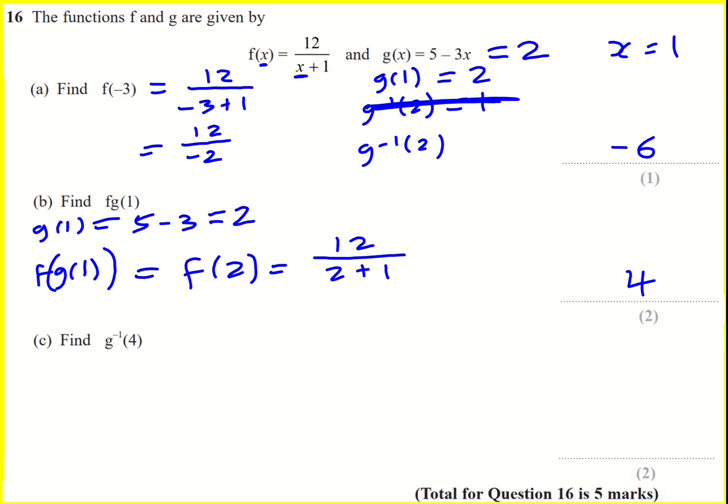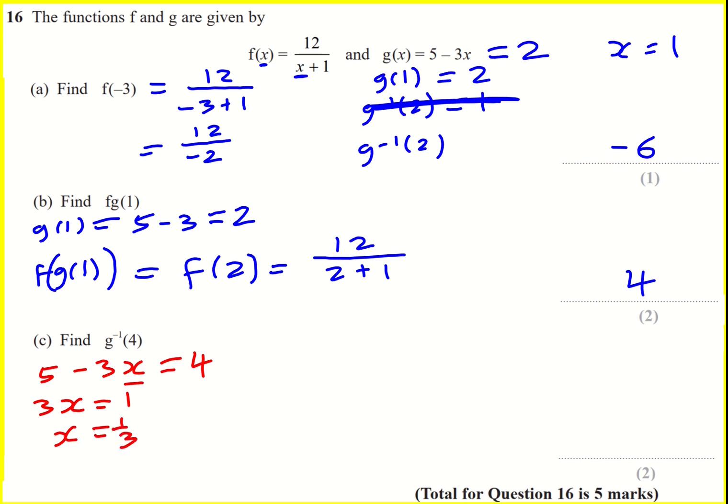And I can do exactly the same thing here. So I can just solve 5 minus 3x equals 4. I'm trying to work out the output of my inverse function. This is the same as my input for my original function. So what is my value of x here? So rearrange, we're going to get 3x equals 1, x is equal to a third.